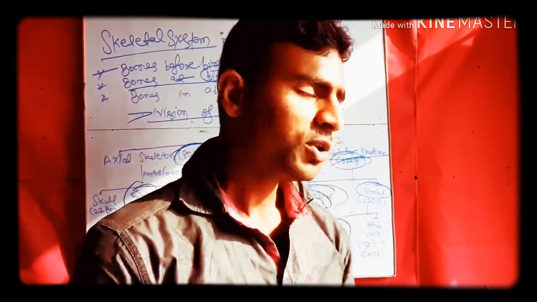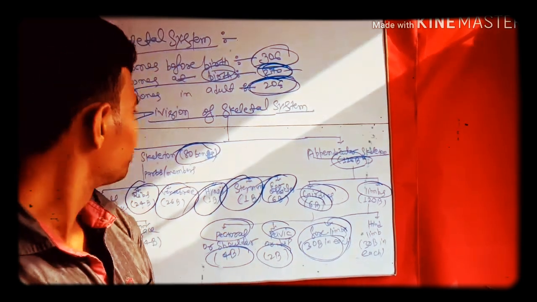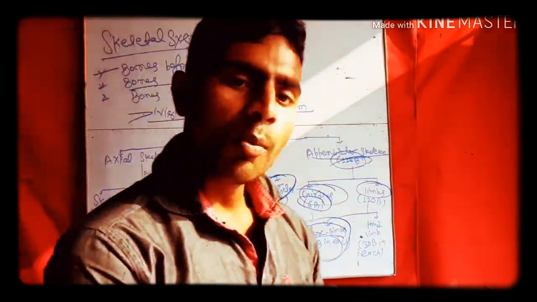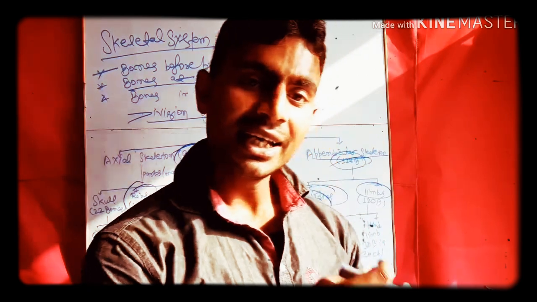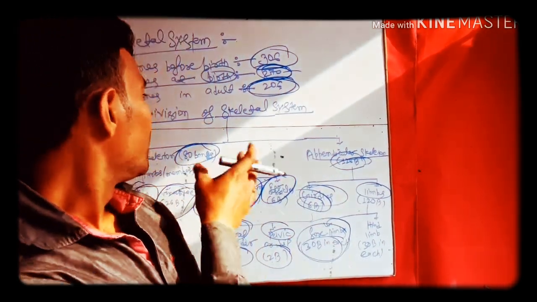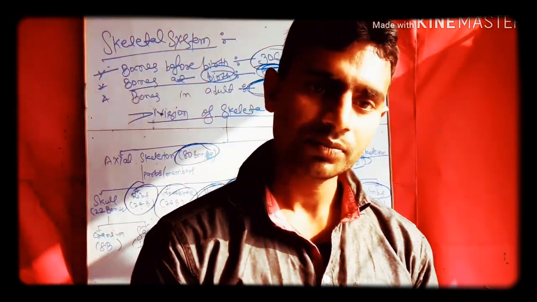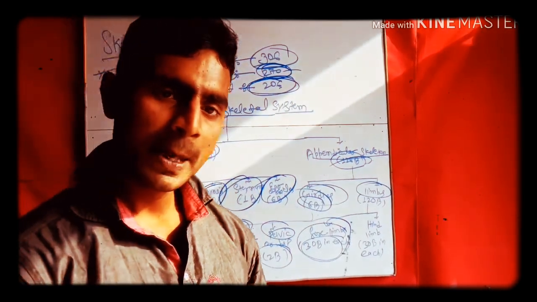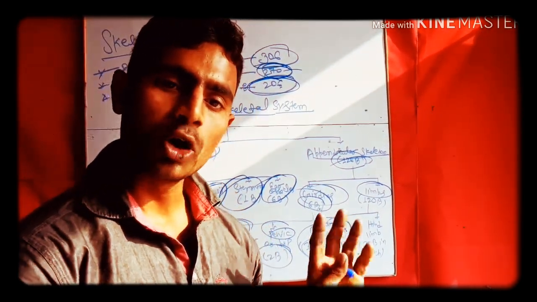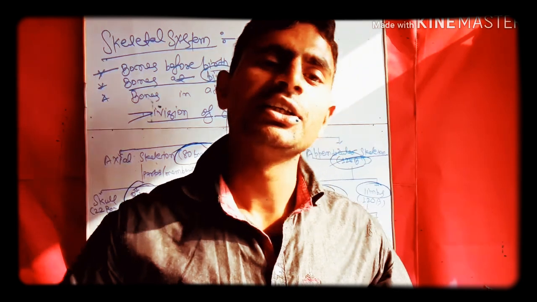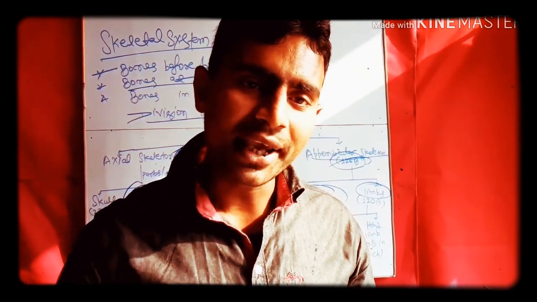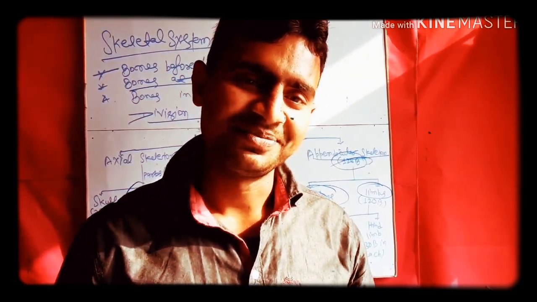So this is the complete number of bones, the division of the skeletal system. Finally, you understand that this is the number of bones present in the human body. Okay, thank you.